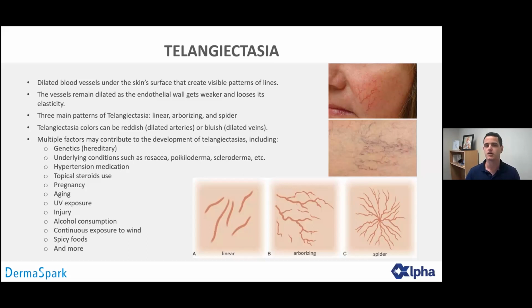Another cause is underlying conditions that can over time create or form those telangiectatic patterns, like rosacea, poikiloderma, scleroderma, all these conditions that cause the vessels to expand and shrink. Over time, they may also express telangiectasia. Let's see what else. Hypertension medication that dilates the blood vessels could cause telangiectasia because they are expanding the blood vessels. Topical steroid use has been shown to increase the number of broken capillaries or telangiectasia in the skin.